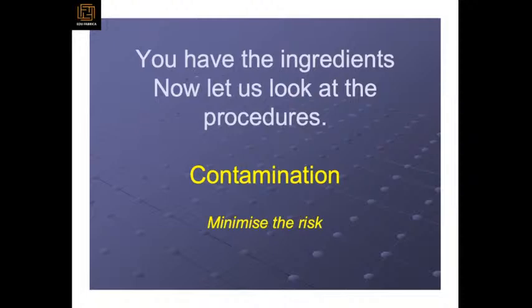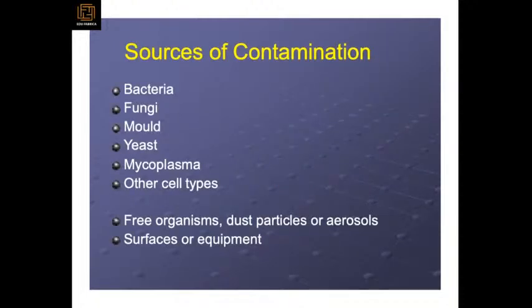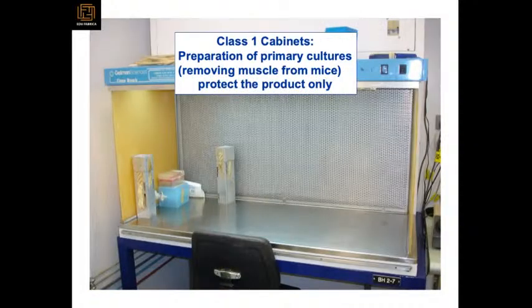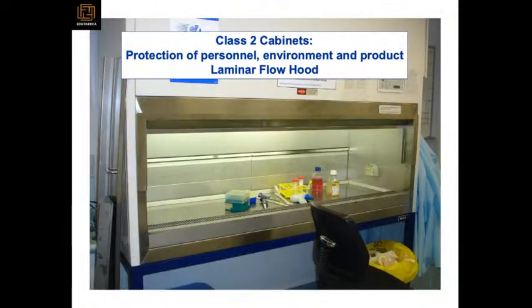Now let us look at the procedures so that we have minimized contaminations. We have discussed various sources of contaminations also. This is a class 1 cabinet in which we prepared the primary cell cultures that I used in my lab during my PhD. For the removal of your tissue culture or anything, it is quite open and good to work. And this is a class 2 cabinet, which has a UV light on the top of it also. This is a laminar flow hood where the air is being circulated from inside only, it's not coming outside. So whatever work is there remains inside of it.